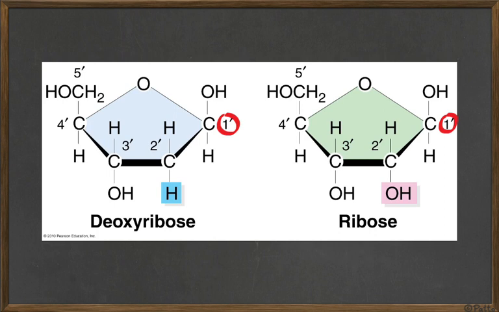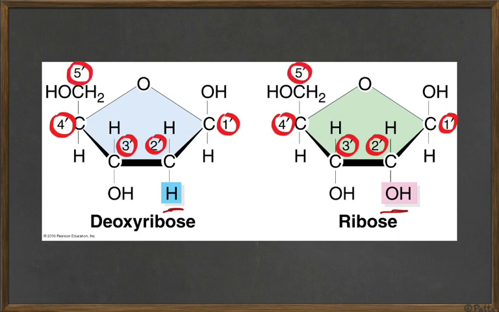We have carbon number 1, that's the one that's going to be connecting to the base, to the nitrogen base. You have carbon number 2, which is the one that will have oxygen in ribose and no oxygen in deoxyribose. Carbon number 3 is the one that's going to be connected to another nucleotide in the bottom. Carbon number 4 is just there. Carbon number 5 is the one that connects to the phosphate that you connect to another nucleotide on the top.